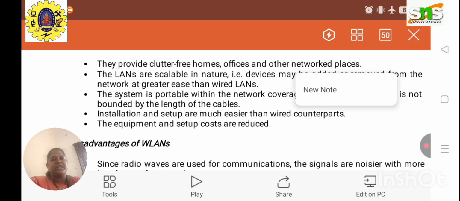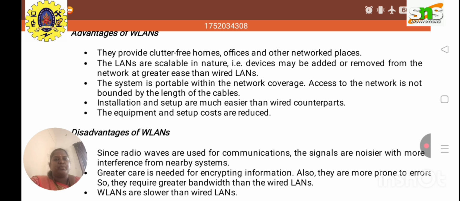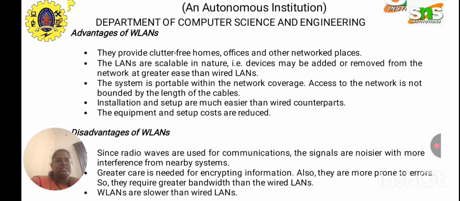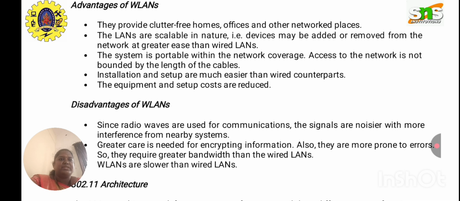We are having advantages. They provide clutter-free homes, offices, and network places. WLAN is scalable in nature. Devices may be added or removed from the network with greater ease than wired LANs. The system is portable within the network coverage. Access to the network is not bounded by the length of cables. Installation and setup is much easier than the wired counterpart. The equipment and setup costs are reduced.